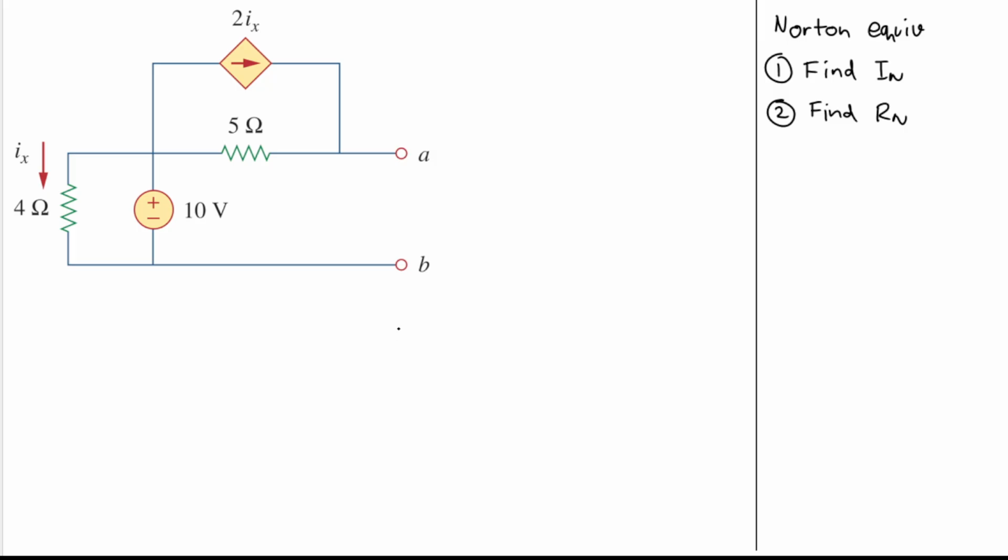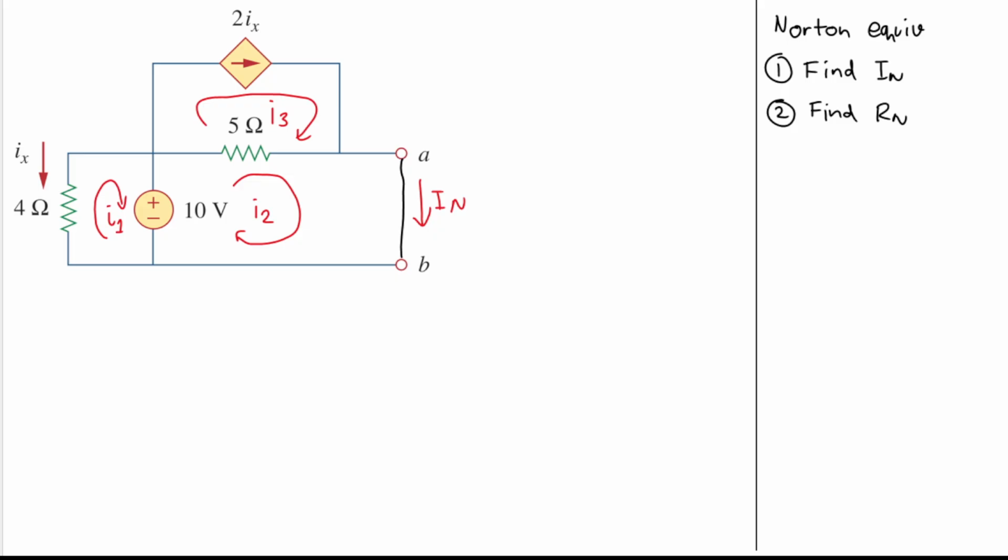IN is the short circuit current. So we short the AB terminal, and then IN is this current here. I think I will have to use mesh analysis. So let's label this loop I1, and then this one is I2, and then this loop here is I3.